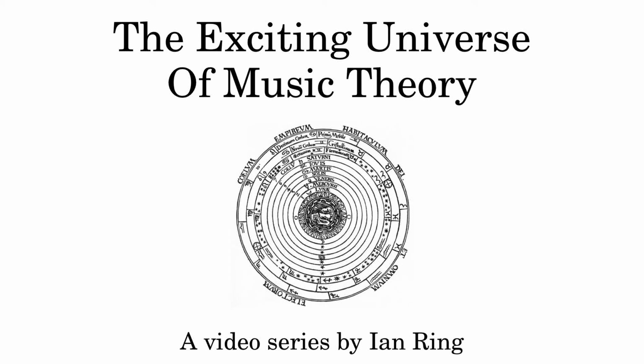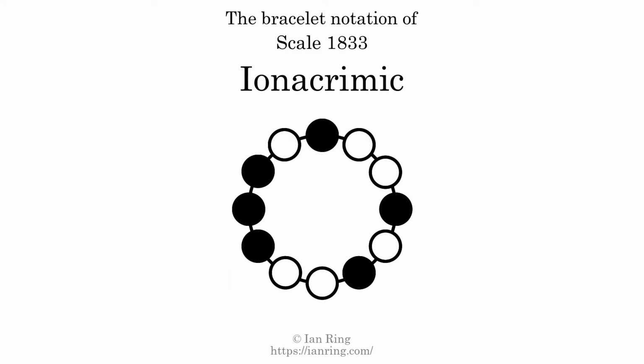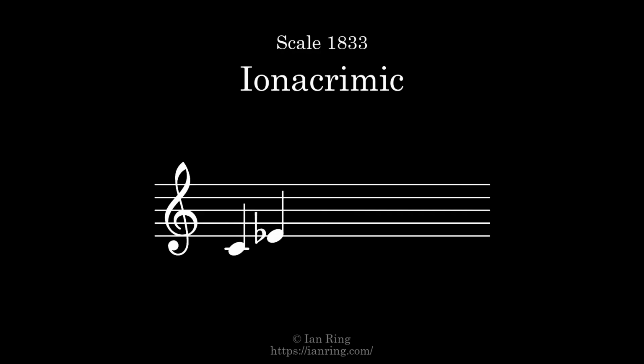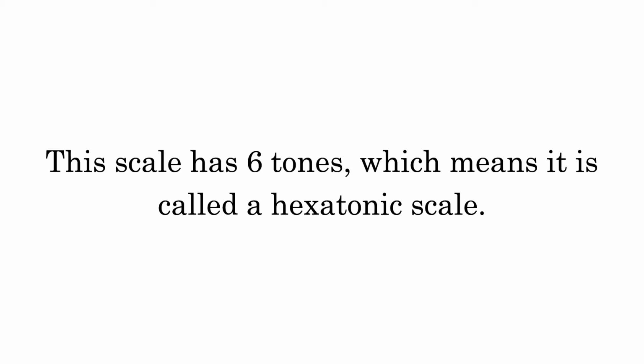Welcome to the exciting universe of music theory. Are you ready to learn? Then let's begin. Today we will talk about scale 1833, Ionacrimic, which sounds like this. This scale has 6 tones, which means it is called a hexatonic scale.